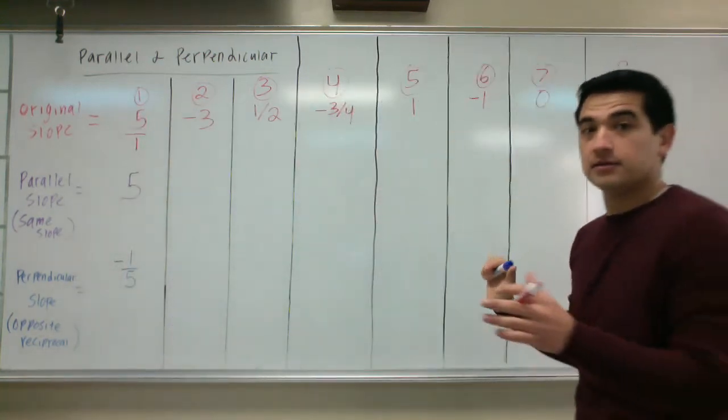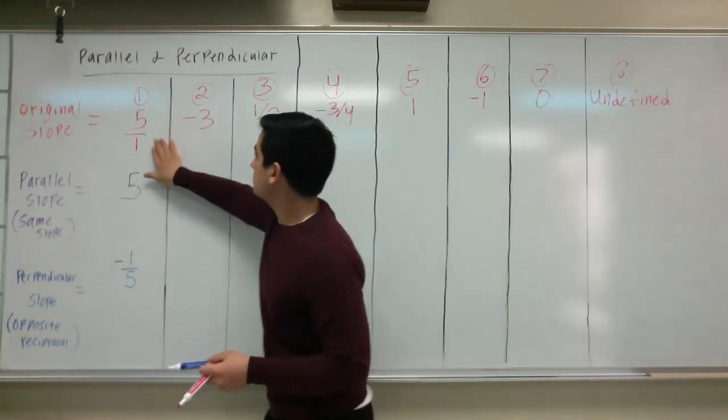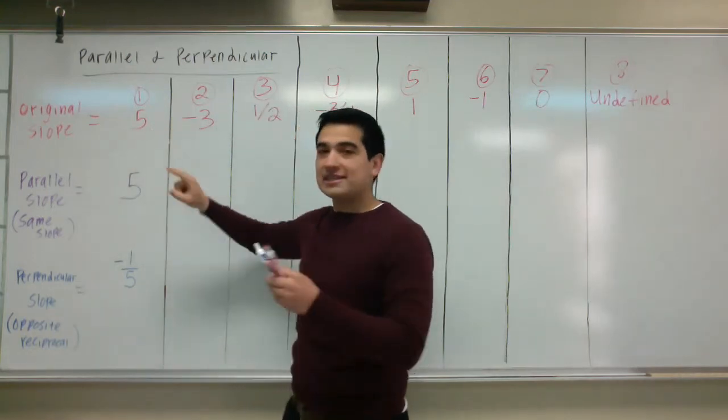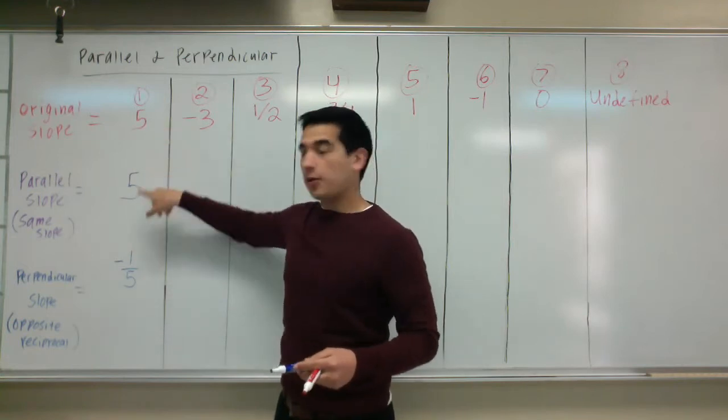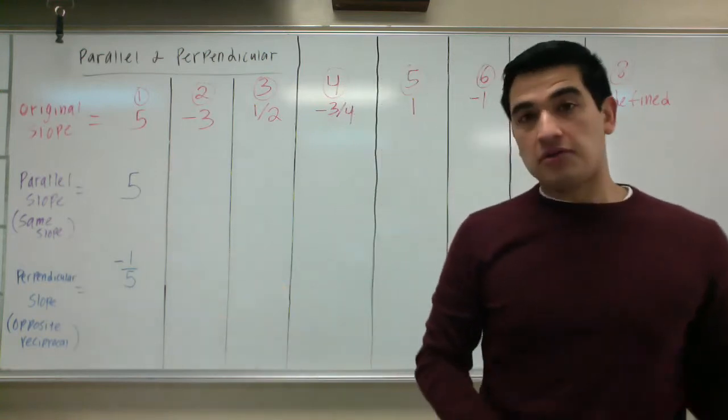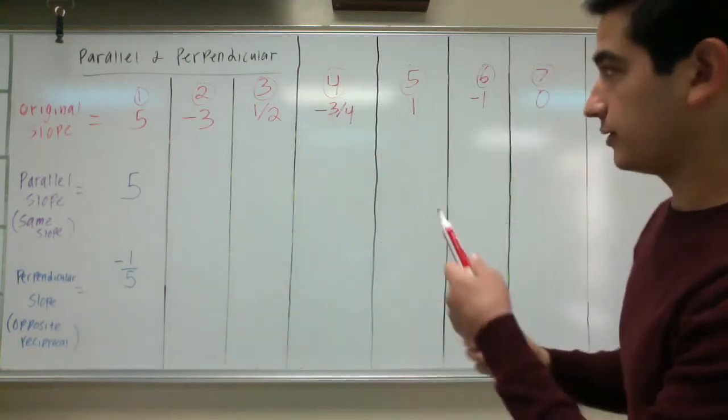And that's it. So the original slope was 5. Parallel, same thing. You just copy it. Perpendicular, you flip it, change the sign. That's really all there is to it. Let's go to number 2.